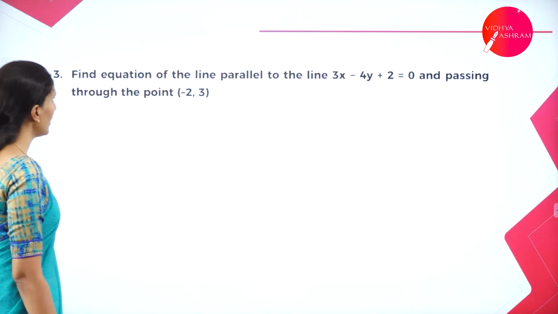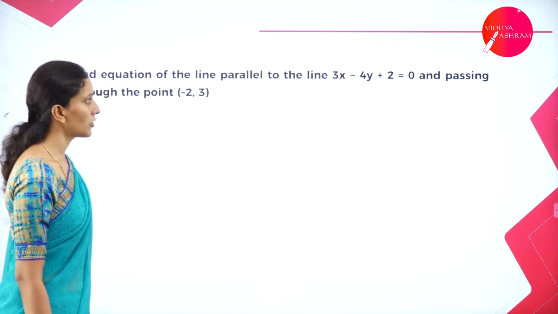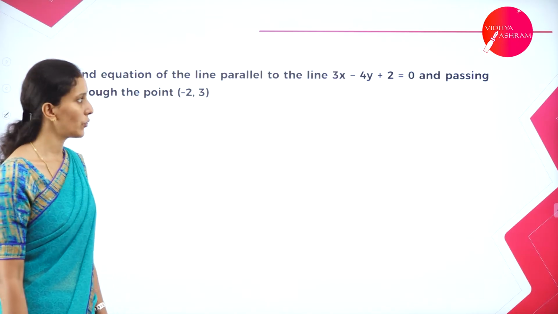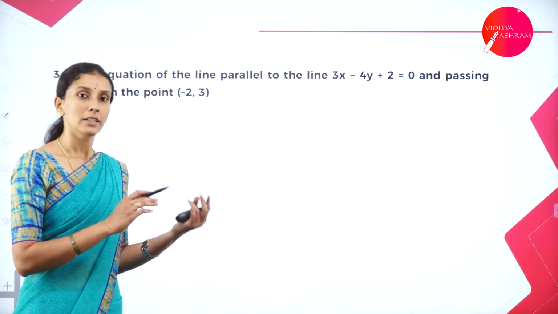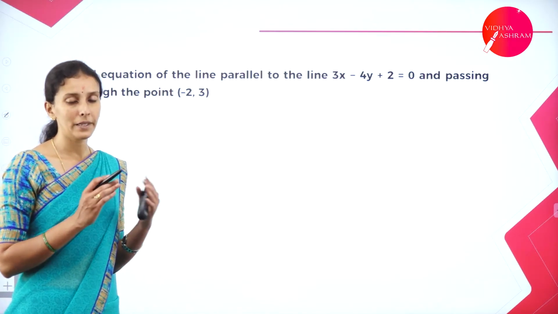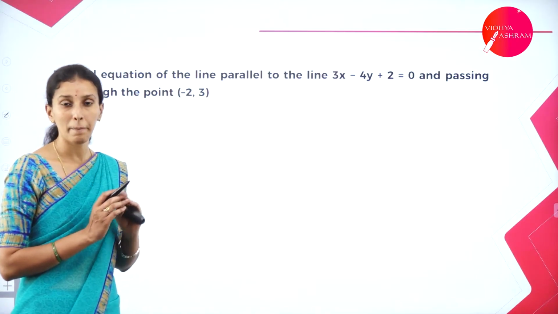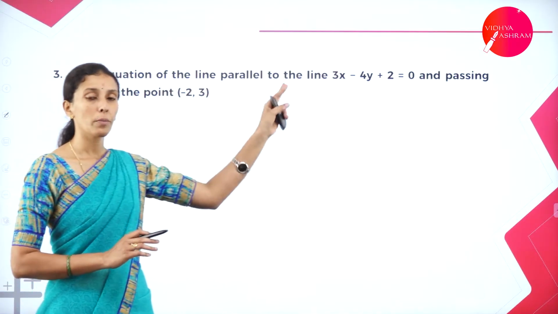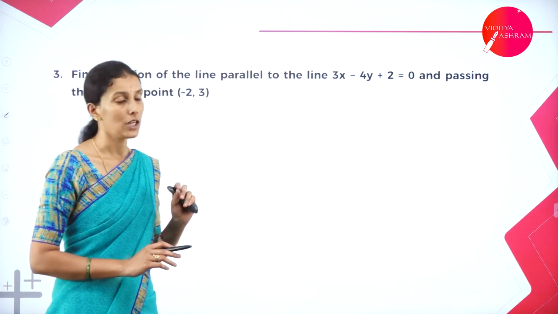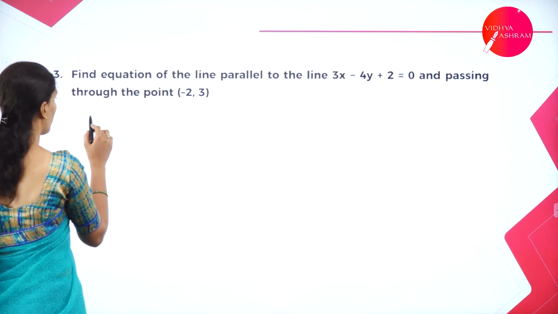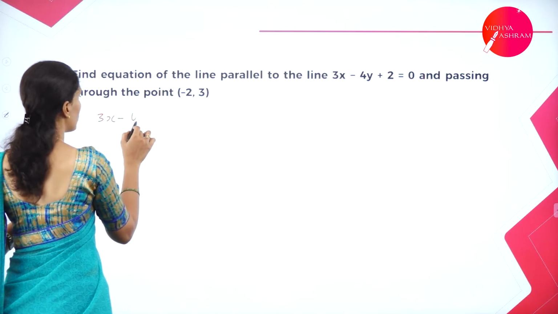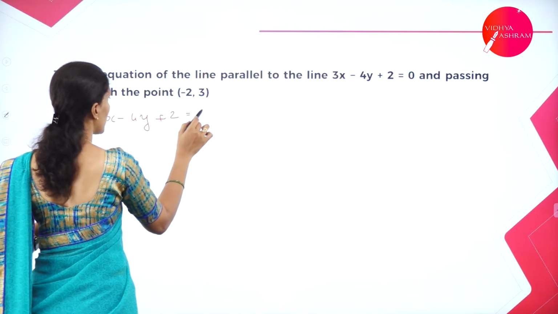Next, find the equation of the line parallel to the line 3x minus 4y plus 2 is equal to 0, passing through the point minus 2 comma 3. In the previous case, we have taken the perpendicular condition. Now we are going to use the parallel condition. Two lines are parallel if their slopes are equal. So let us find the slope of the equation 3x minus 4y plus 2 is equal to 0.